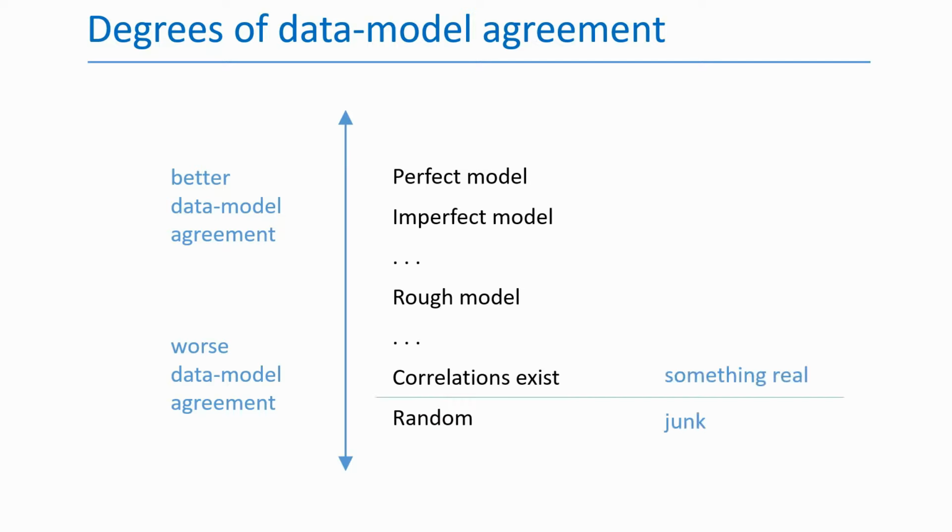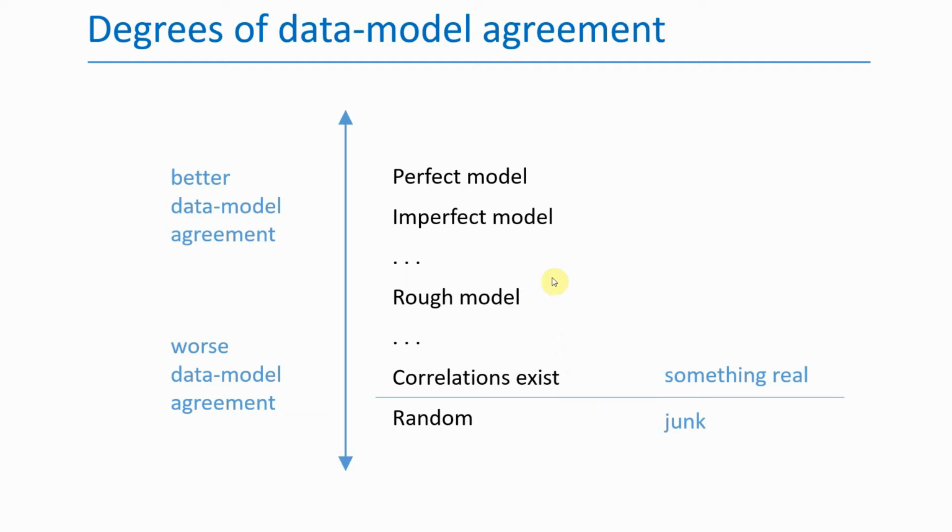However, if you find correlations between the model and data, then you may have something real. This is what you often find, for example, in medicine, where a certain pill may or may not have a statistically significant effect. This divide between junk and something real is the bare minimum threshold for saying the evidence supports my claim.